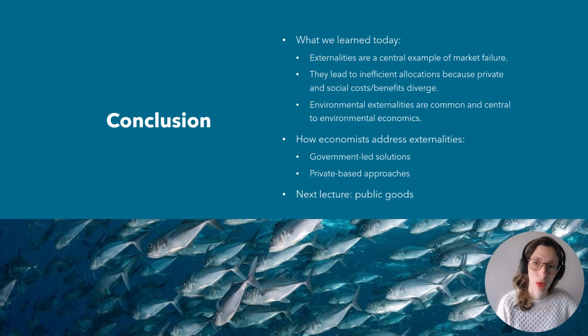So with that, I conclude today's lecture. To recap, we introduced the concept of externalities, which is an example of market failure, and investigated why they lead markets to allocate resources inefficiently. In environmental economics, externalities are common, and much of our work as economists focuses on finding ways to correct them. In this lecture, we looked primarily at government-led solutions such as taxes, subsidies, and regulations, which are classic tools designed to internalize these external costs or benefits.